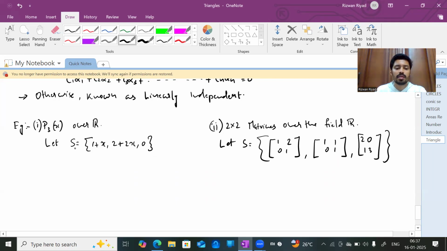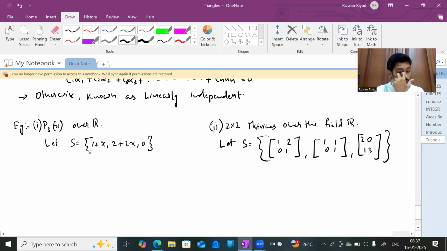And consider a subset of this polynomial set, a subset of this P3 of x. S equal to 1 plus x, 2 plus 2x, 0. All these are elements of P3 of x because all of them are polynomials whose degree is less than or equal to 3. So all of them are elements of P3 of x. This is an example of linearly dependent vectors or a linearly dependent set.